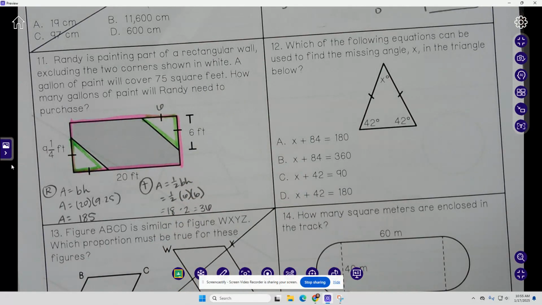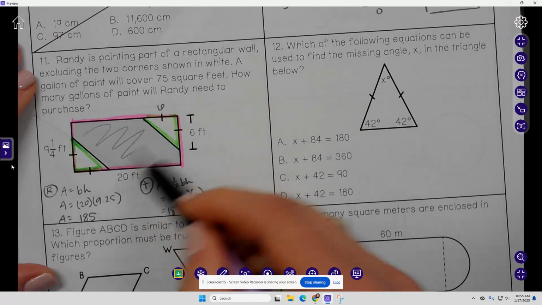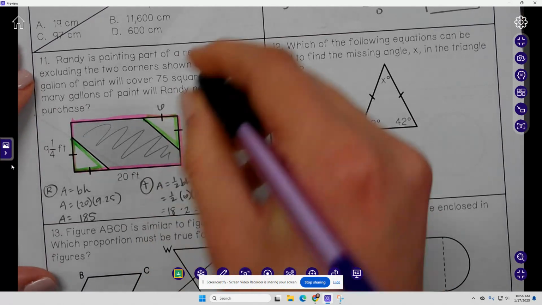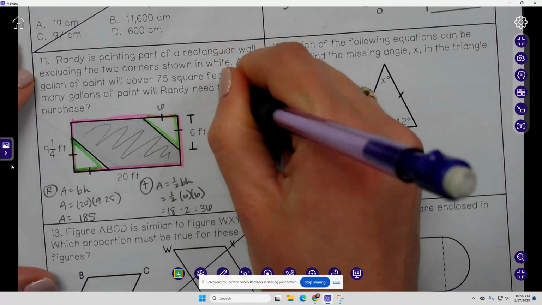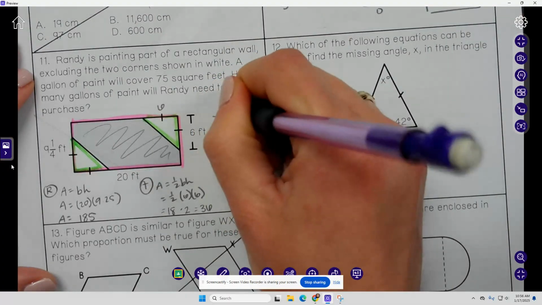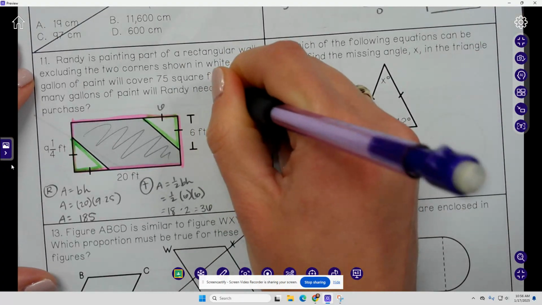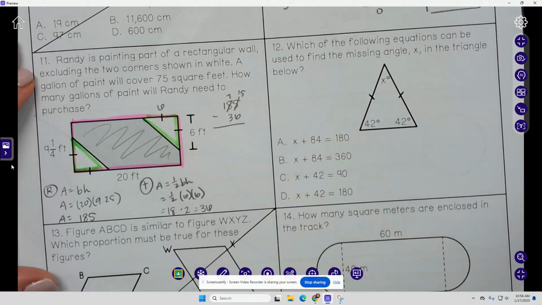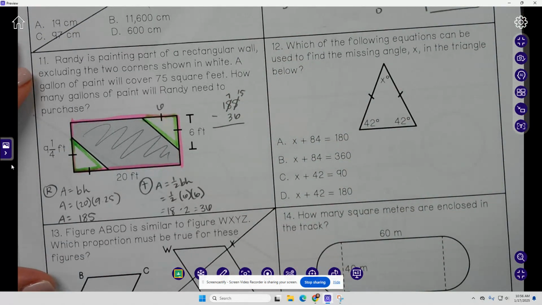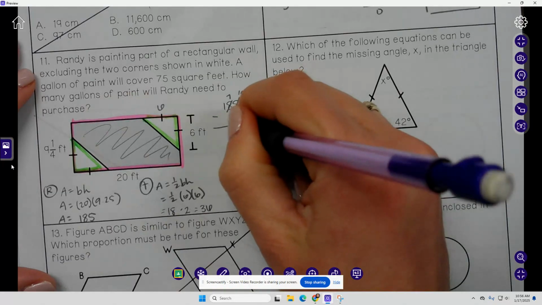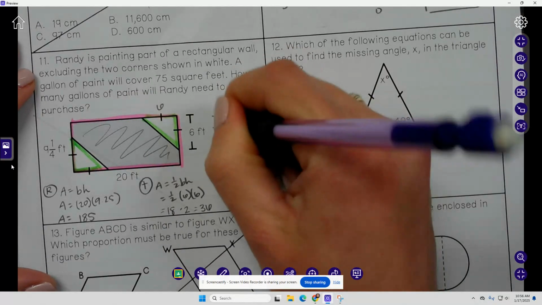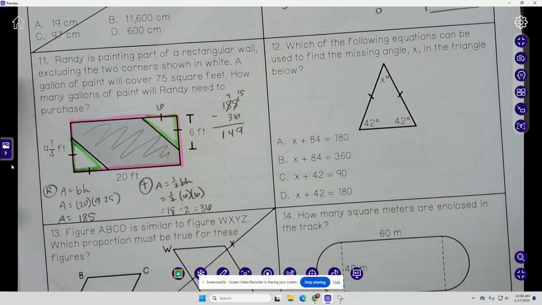All right, so to determine the amount of the shaded portion, so right here, that's what I'm trying to find, I have to take the rectangle and subtract the two triangles. So that means I need to borrow. So 15 minus 6 is 9. 7 minus 3 is 4, and then 1 minus nothing is 1.